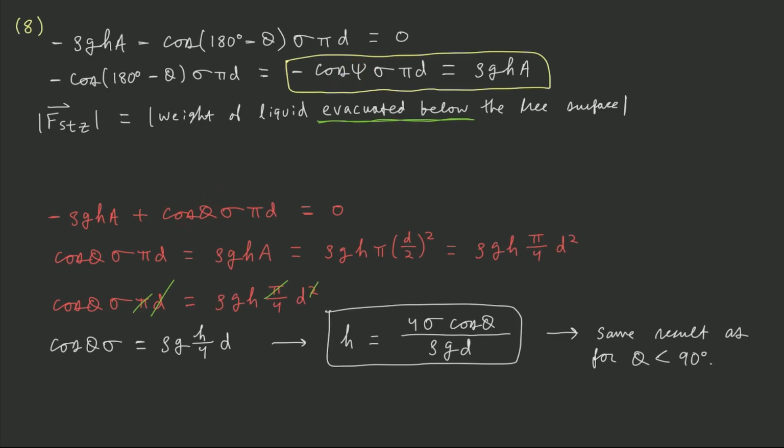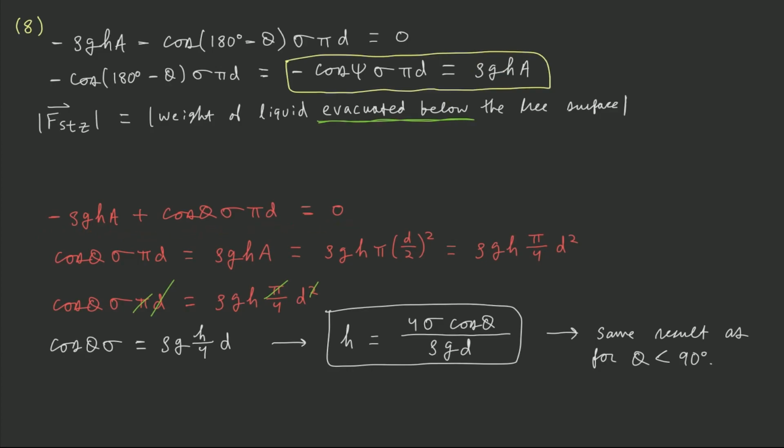Well, cosine of 180 degrees minus theta is equal to negative cosine of theta. So that's how we get from cosine of psi to cosine of theta. So negative cosine of psi sigma pi d is equal to positive cosine of theta sigma pi d. And then we just bring over the rho g h A to the other side of the equation. And that's how we get negative rho g h A plus cosine of theta sigma pi d is equal to 0.